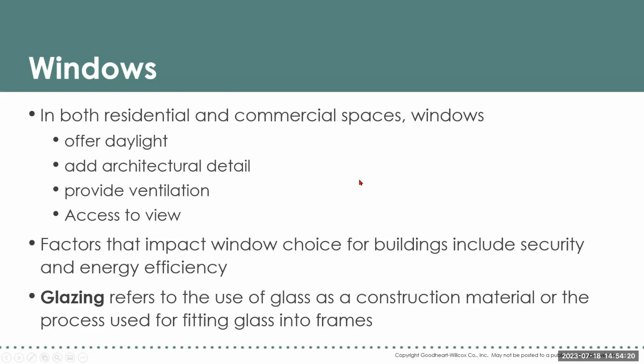There are things to factor in with windows as an interior designer. Factors that impact window choice for the building include security and energy efficiency. In some states and in some counties, you have to adhere to certain codes and glazing codes to install new windows that make them more energy efficient, like a double glazed window. Glazing refers to actually glass, the glass that is used in the construction of a window. So it's important to make sure that it's properly fitted and that the frames fit into those windows correctly. That is an important part of windows and the manufacture of windows.